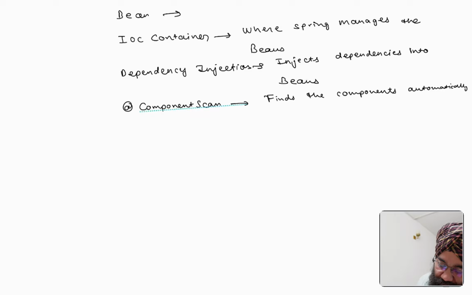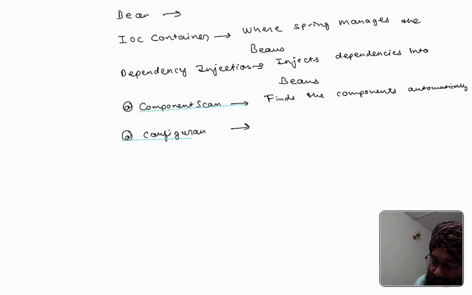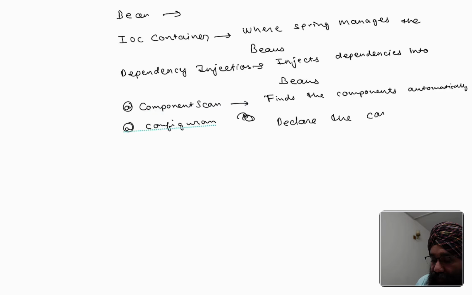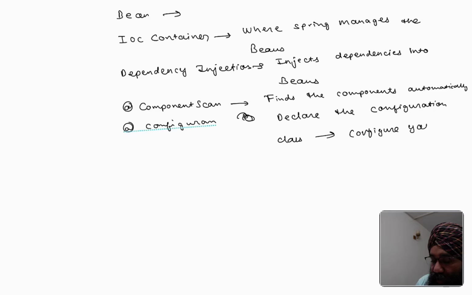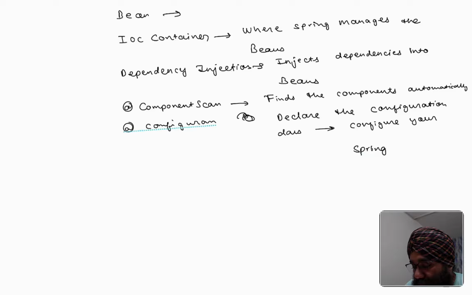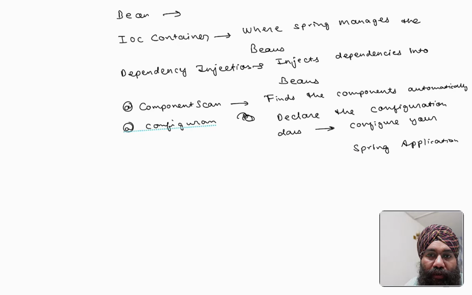Okay, then there is the @Configuration annotation. Here you can declare configuration classes and you can configure your Spring application. We have already seen constructor injection and Autowired annotations. We have already seen all these things. These are the core things that make up the Spring container.